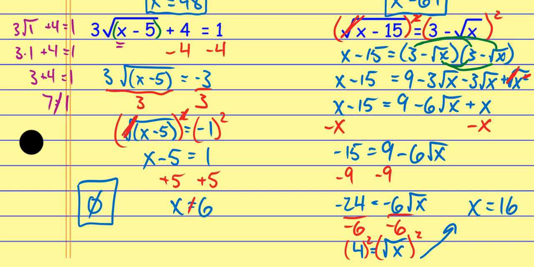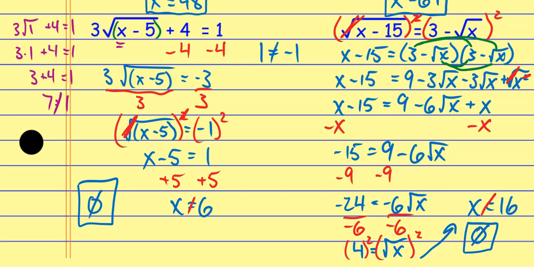But go back, plug it back in. Let's see. Ready? 16 minus 15 is a 1. The square root of 1 is a 1, so on the first side I get a 1. The second side, the square root of 16 is a 4. 3 minus 4 is a negative 1. Well, that's not quite true. So I did all that work, and turns out that's an extraneous solution. So it's no solution for this one.